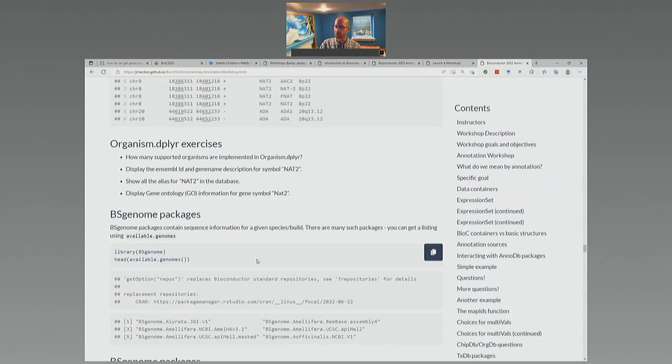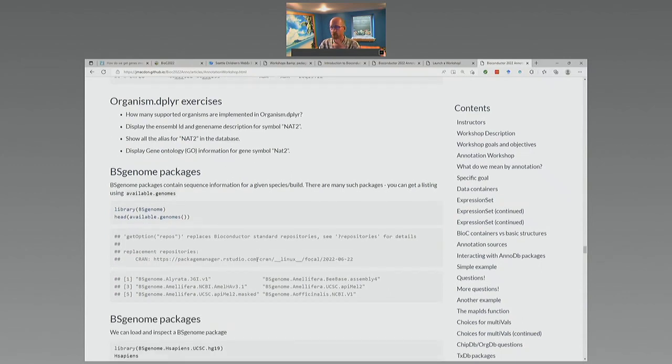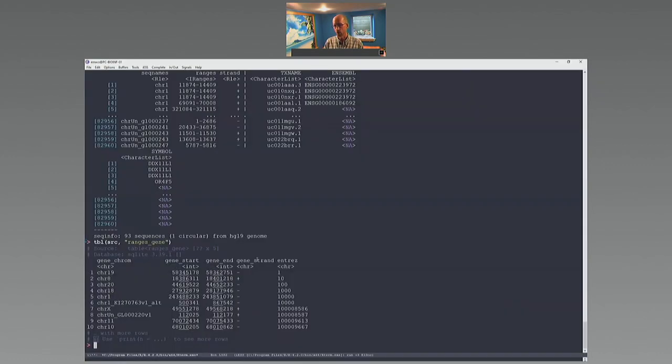So this first question here is a bit of a trick. And the reason it's a bit of a trick is because I didn't tell you about it. So how many supported organisms are implemented in organism.dplyr?